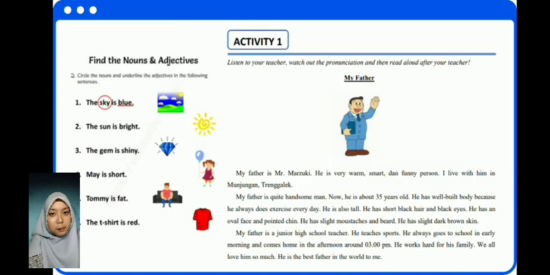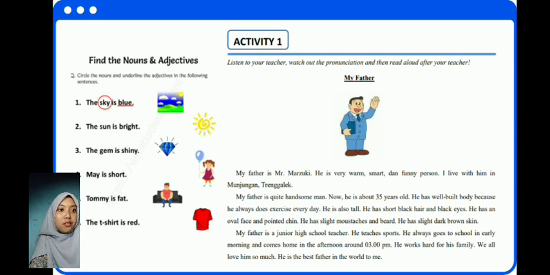Okay, next. This is also a preparation task. This is find the nouns and adjectives. So circle the nouns and underline the adjectives in the following sentences. So the students here have to underline the adjectives from the sentences below.